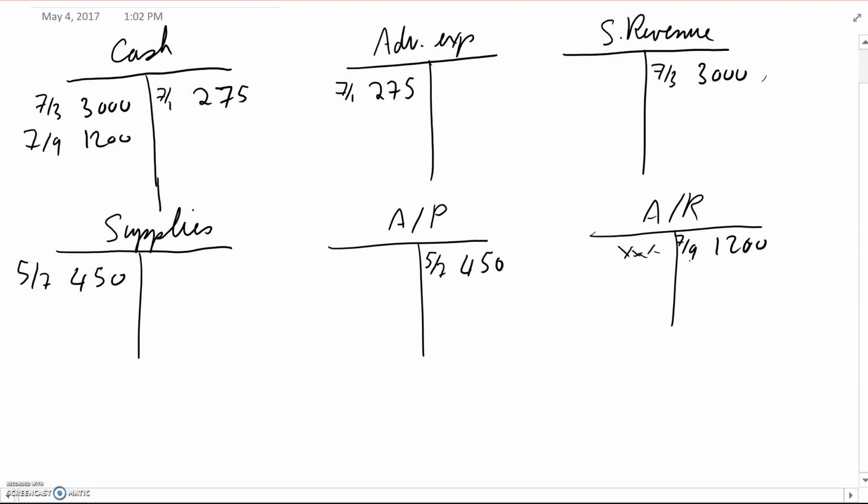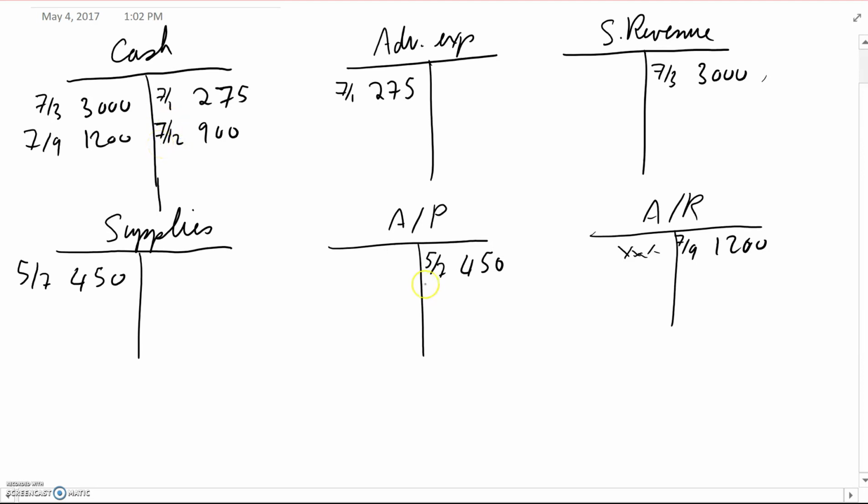On the 12th of July, paid 900 on accounts payable. So we paid 900. Paying, cash decreases, cash is an asset, debit in nature, decreases, so it becomes credit. So here you have the 900, and that's on the 12th of July.